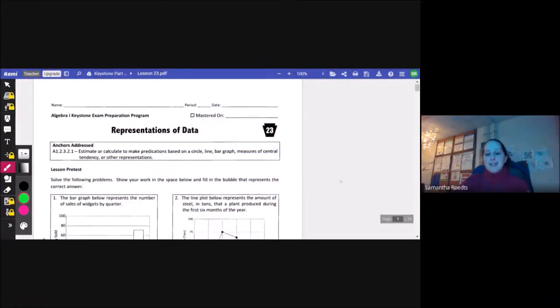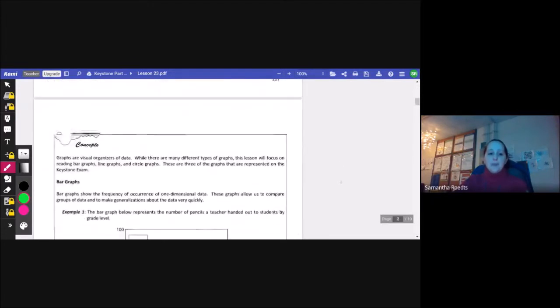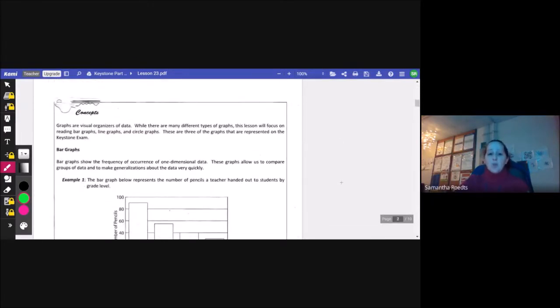All right, this is lesson 23, representations of data. Graphs are visual organizers of data. While there are many different types of graphs, this lesson will focus on reading bar graphs, line graphs, and circle graphs. These are three of the graphs that are represented on the Keystone exams.